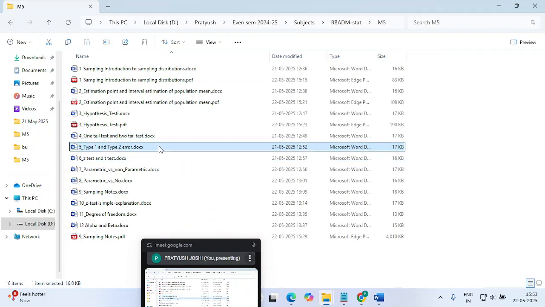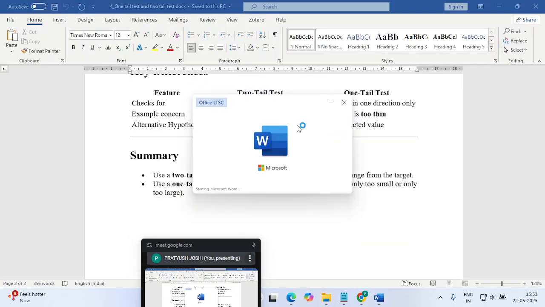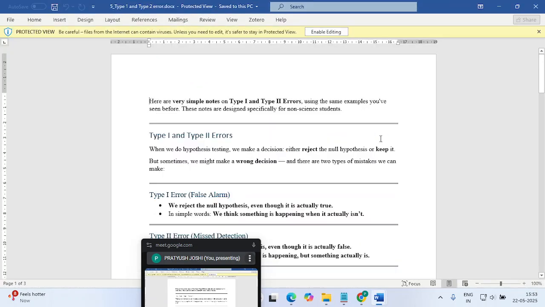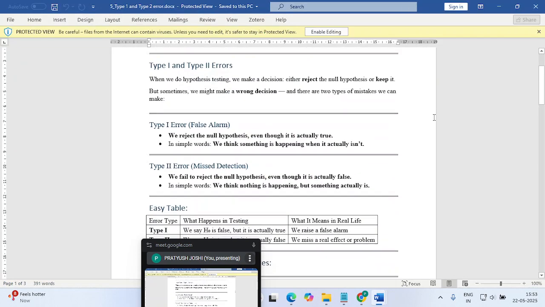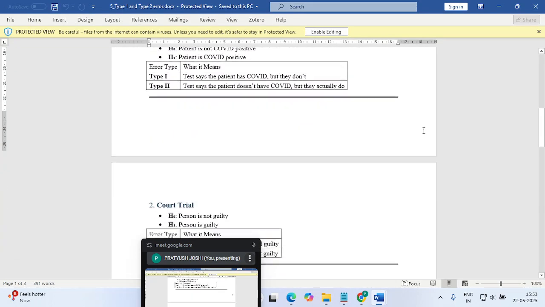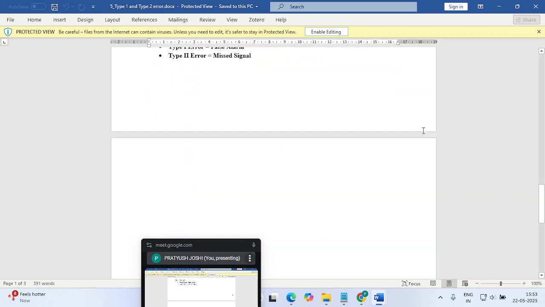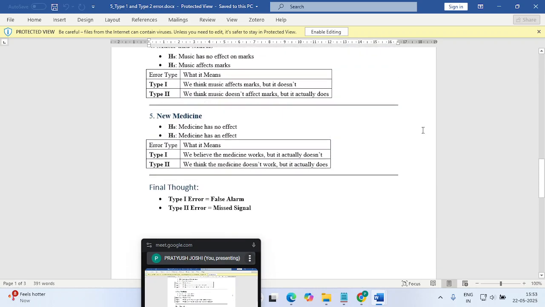Okay, so anyway, one tail. I hope it was clear, one-tail test and two-tail test. Yes, sir. Now we will discuss type one error and type two error. I think there can be some MCQs from this part. Yes, several hypothesis MCQs and type 1, type 2 error MCQs are there.